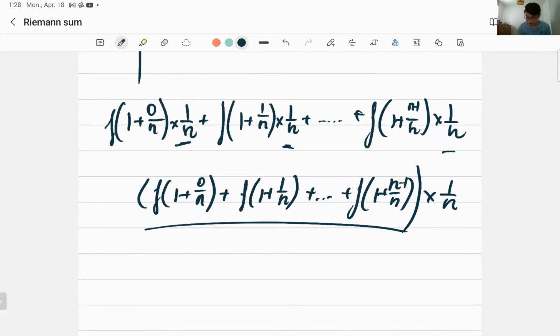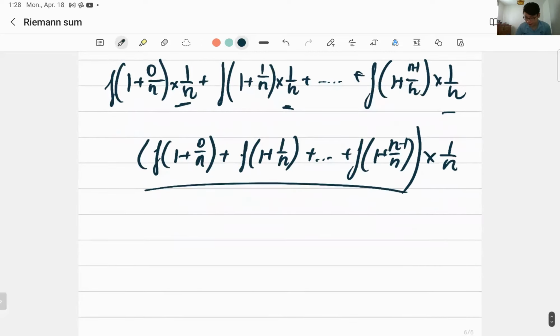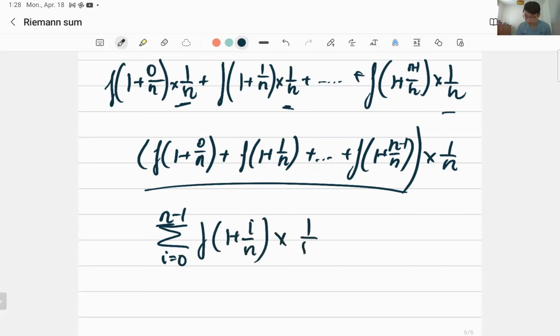Now I'm going to write the Riemann expression in here. Am I evaluating up to the last one, n minus 1? The first index is i equal to 0 of f of a plus i over n, times 1 over n. Cool. And of course, I did say that the larger the n, the better, so n approaches infinity. All right.